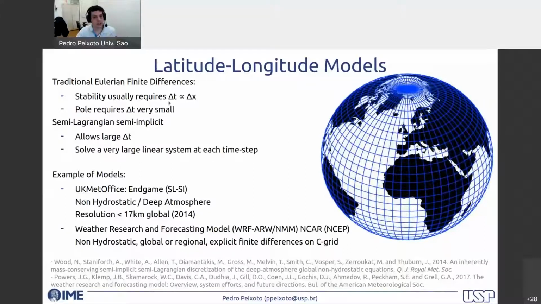Because of the CFL condition, you will have to use a small time step size here, right? So the pole is a limiting factor in terms of time step size. And the other thing is that if you put this on a big machine, you will have computational bottlenecks at the pole, in the sense that this point will have to communicate with several other compute nodes. So you may have communication bottlenecks here.